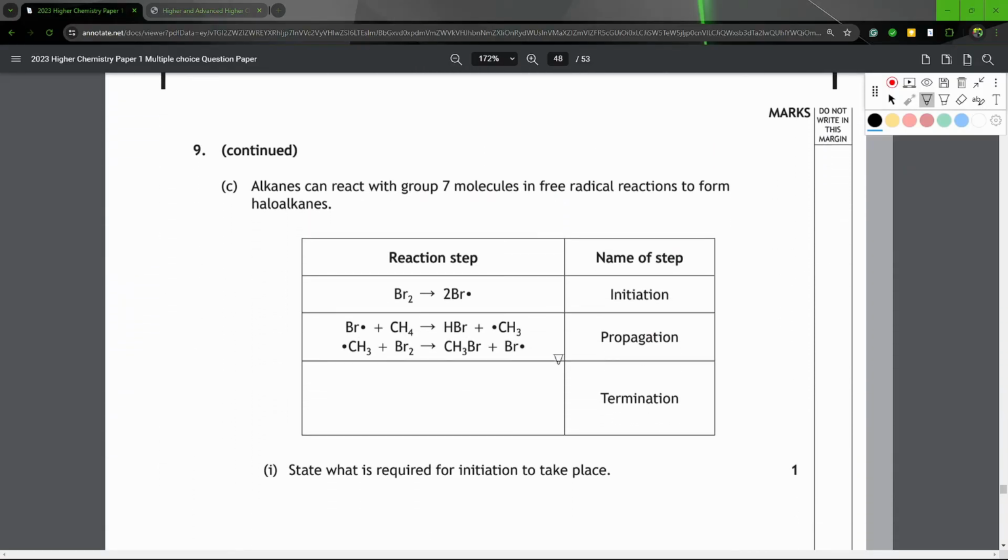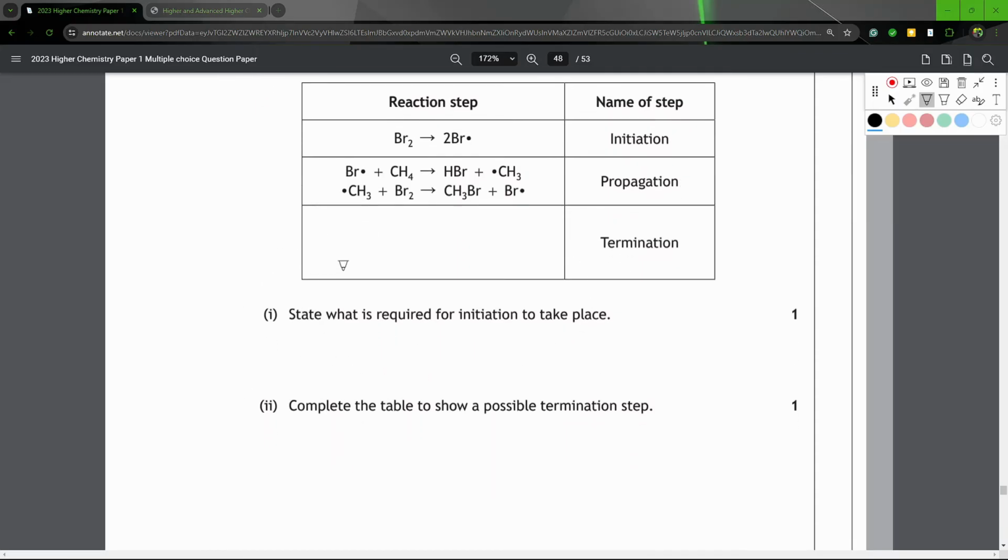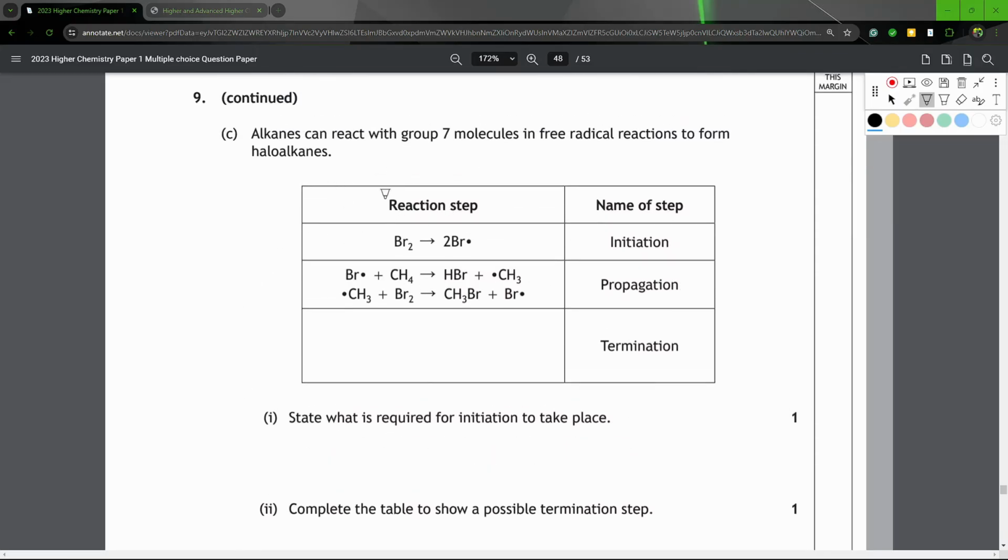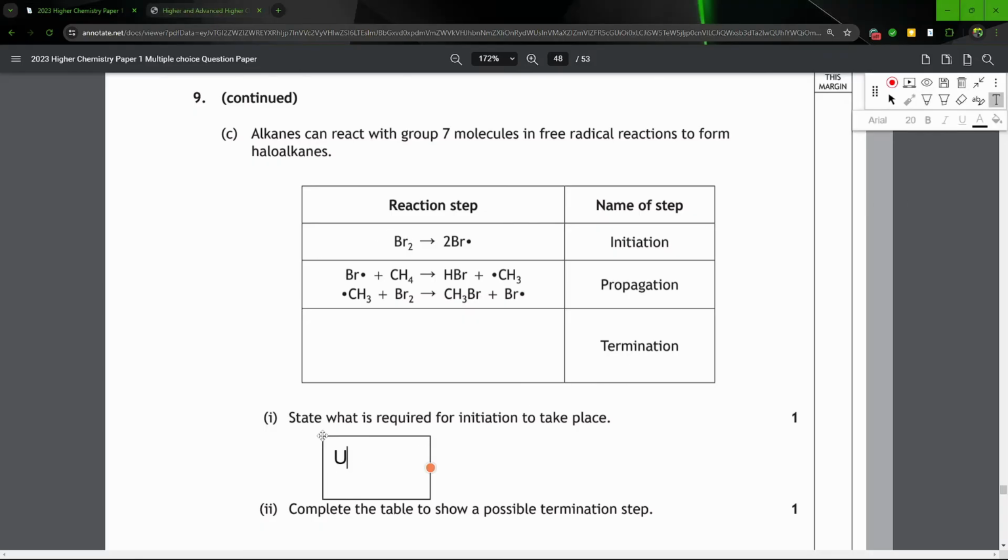Alkanes can react with group 7 molecules in free radical reactions to form haloalkanes. State what is required for initiation to take place. So how do we split this bromine molecule up in the first place? This is just one of the things you've got to remember. It's going to be UV, which stands for ultraviolet light. That's light with high enough energy to break the bonds there to create free radicals.